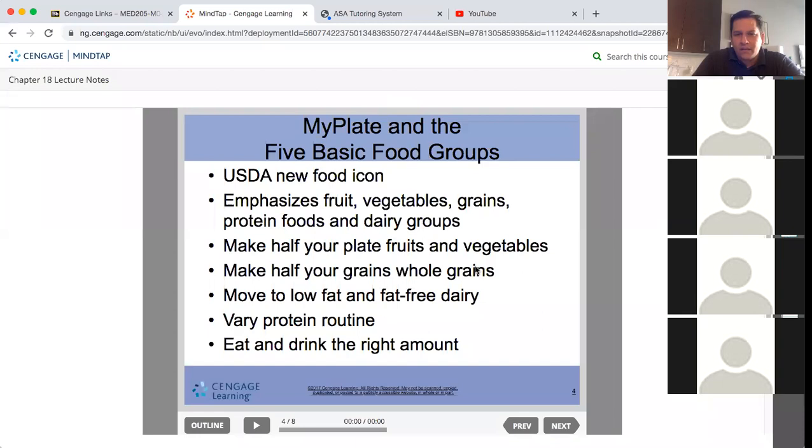Make half your plate fruits and vegetables. Make half your grains whole grains. Move to low fat and fat free dairy. Vary protein routine. Eat and drink the right amount.